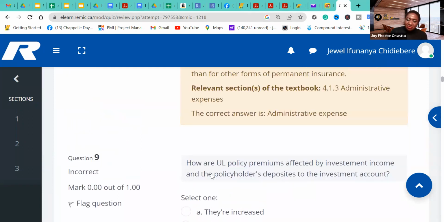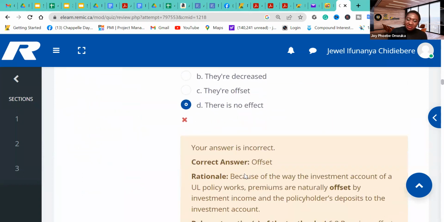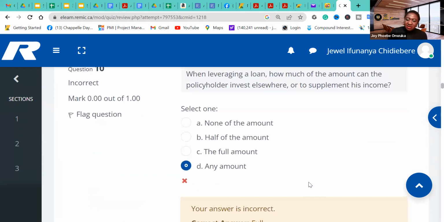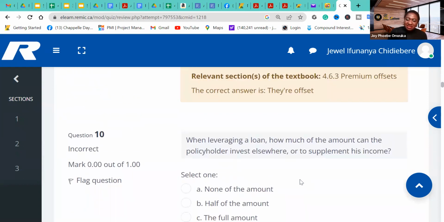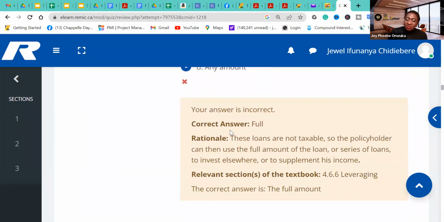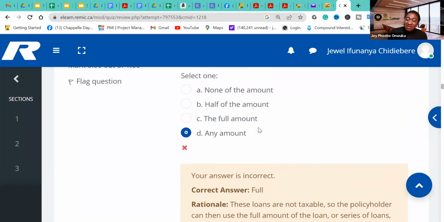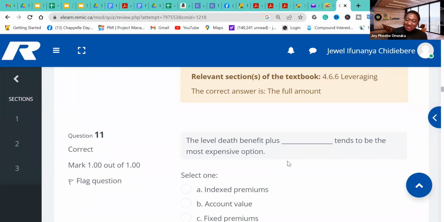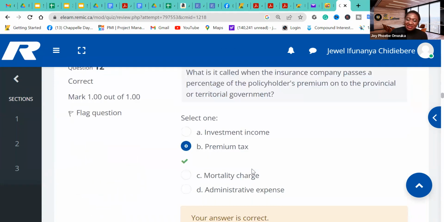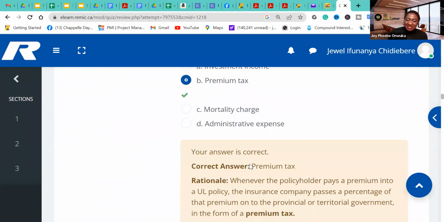Again, this one. Oh, okay, please pause it and read the rationale, please. Okay. Again, back to back this. When leveraging a loan, how much of the amount? Oh, the answer is full. Please pause it, read it. Now we got this one on cumulative premiums, and we got this on premium tax.